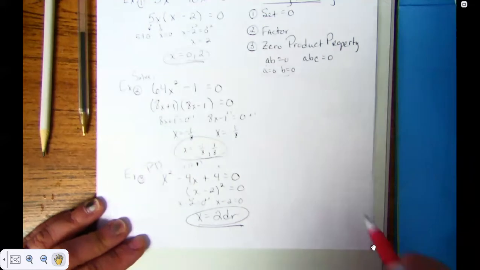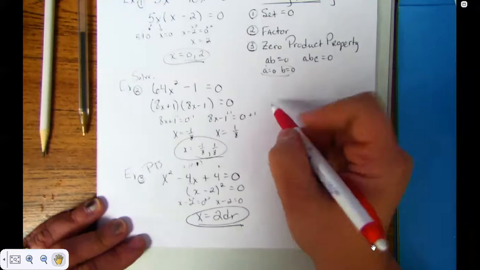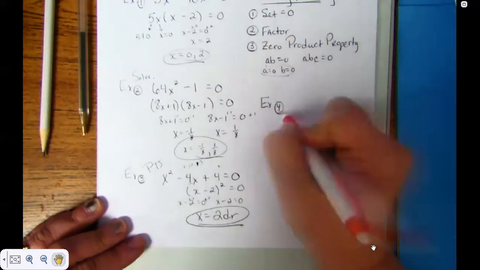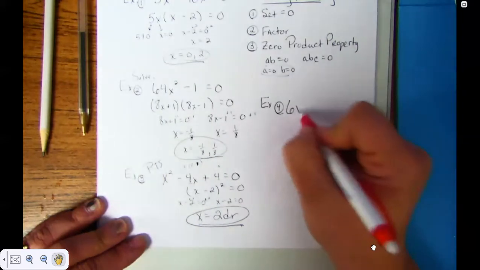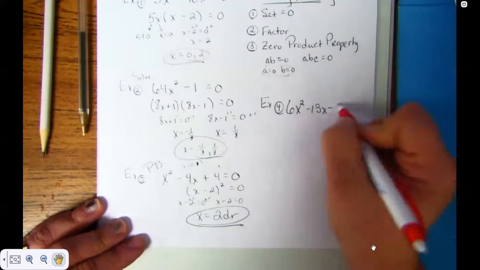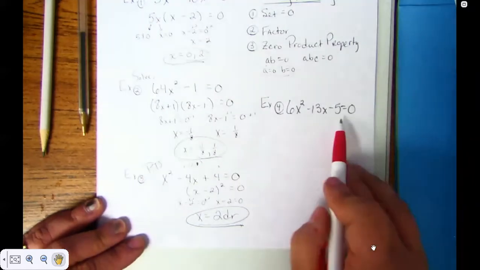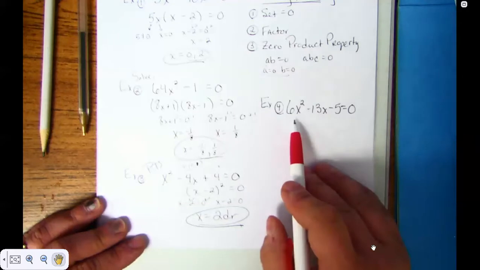I have one more example with the factoring. I'll do it right here over to the side. Example number 4. Example number 4 is probably the factoring that gives you the most trouble. 6x squared minus 13x minus 5 is equal to 0. There is no GCF. It's not a PTS. It's nothing special. However, it does factor.